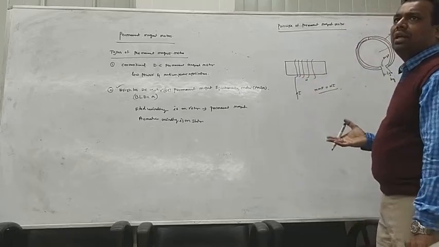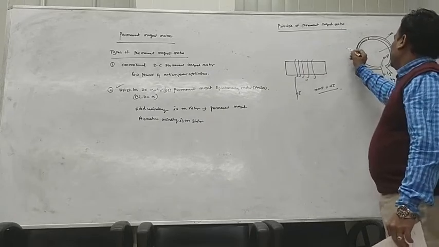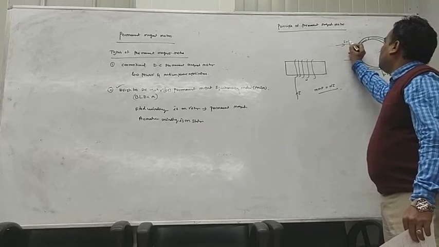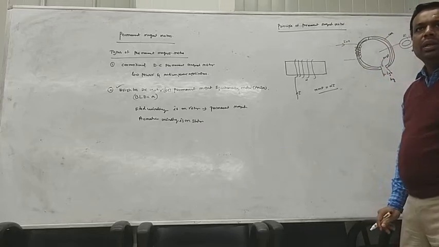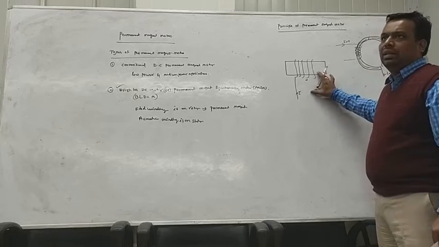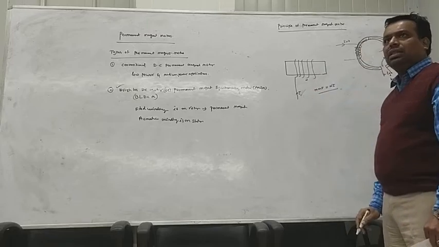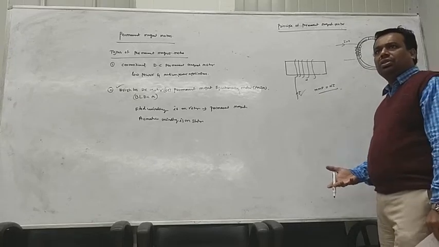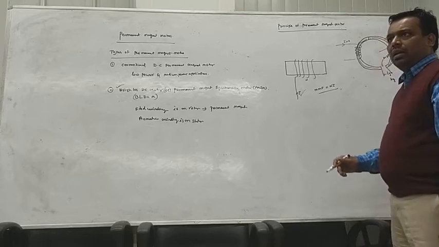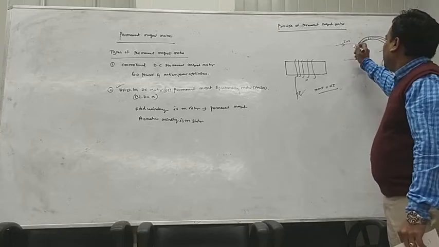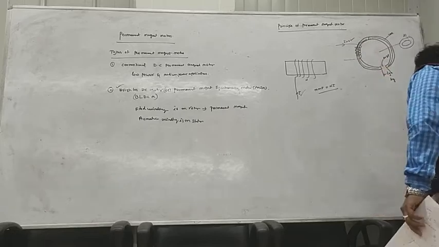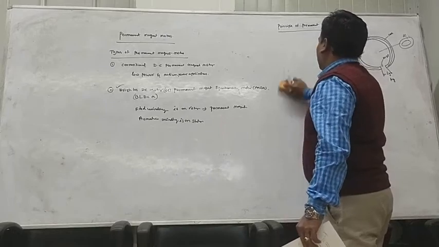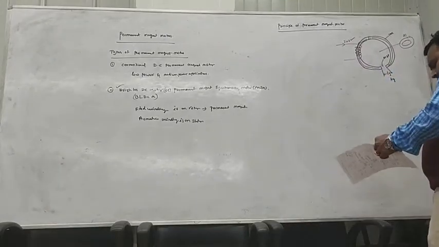In the case of permanent magnets, for example, this is the permanent magnet and this is a coil, and your current I is equal to 0. In an electromagnet, the current exists. Whenever there is a current, definitely the magnetomotive force exists. In a permanent magnet, the current value I is 0, thereby the magnetomotive force is also 0.